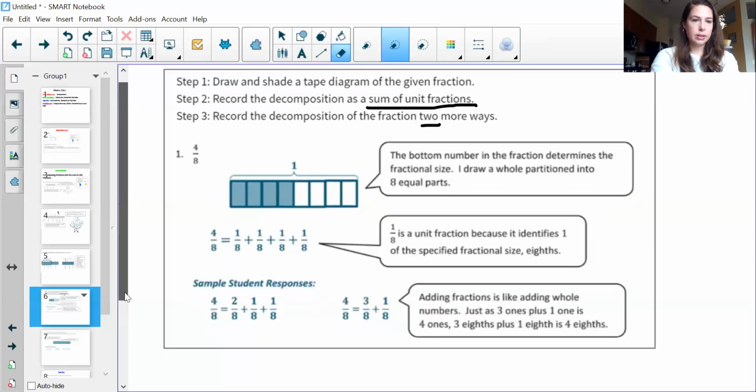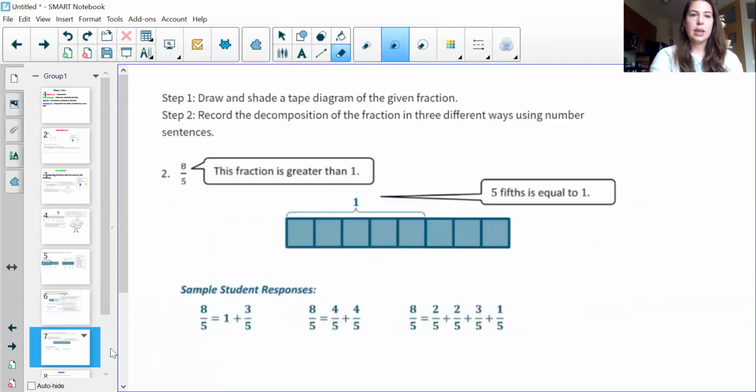Okay, let's look at the next example. Here it says, draw and shade a tape diagram for the given fraction. This time our fraction is greater than 1 whole. So first you have to draw the whole. We know that fifths is the unit, and 5/5 equals 1 whole. So the first thing you do is you label your 1 whole, which is 5/5.